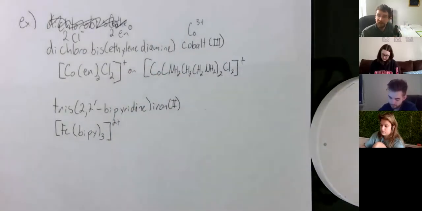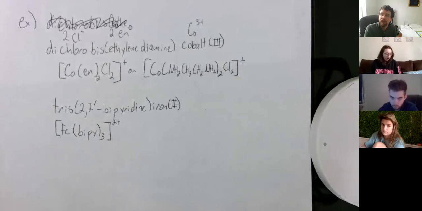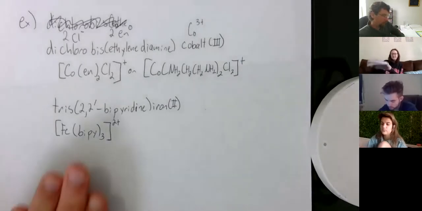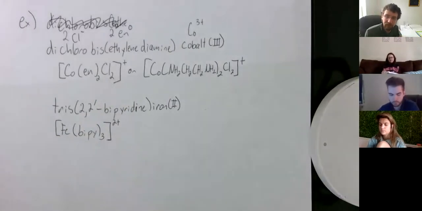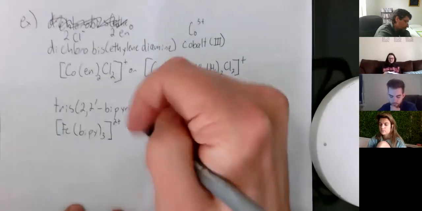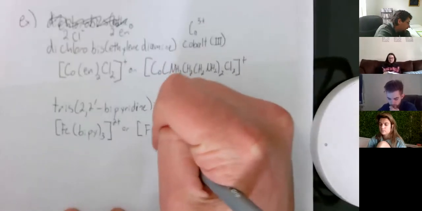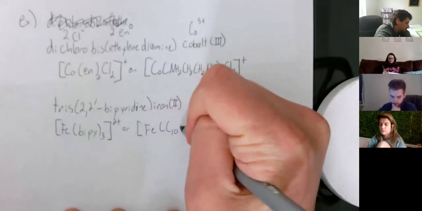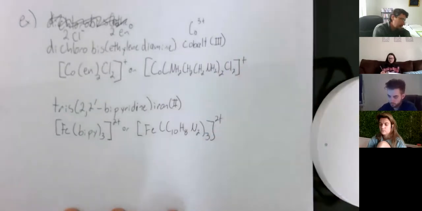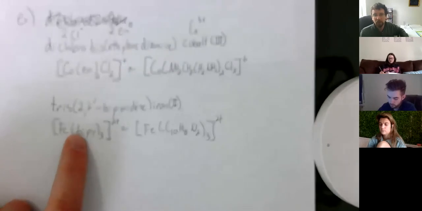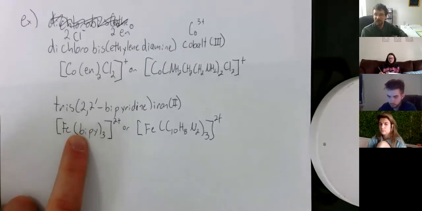So ligands, if they aren't like halogens, like for example water or ammonia, if they're a neutral molecule, they will have a neutral oxidation state in a transition metal complex. Or we could have written it as Fe(C10H8N2)3 2+. Either one's completely acceptable, but I would probably go with this one because I don't have to write as much stuff. Make sense?